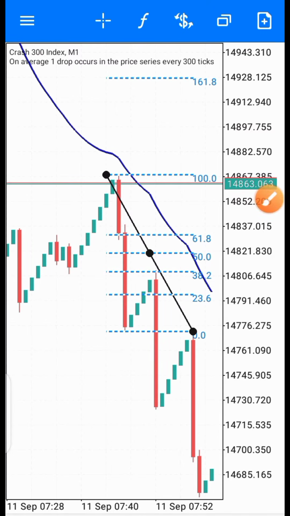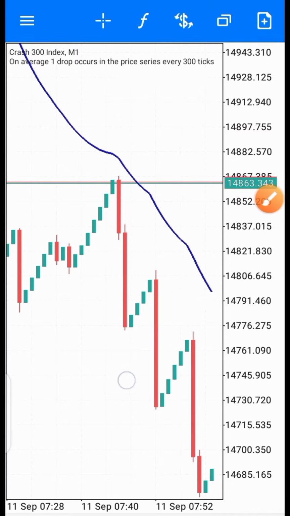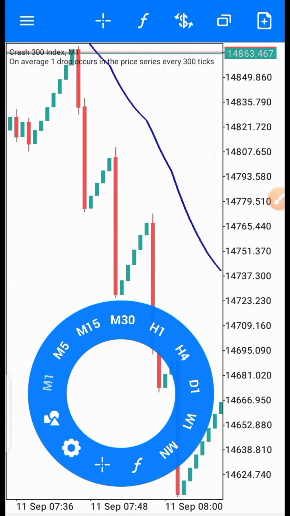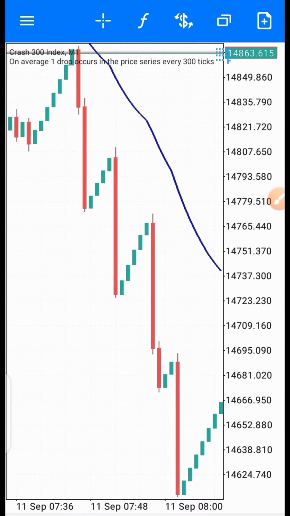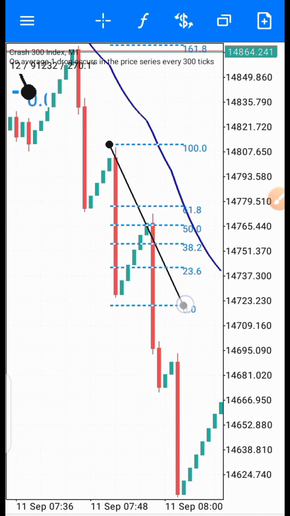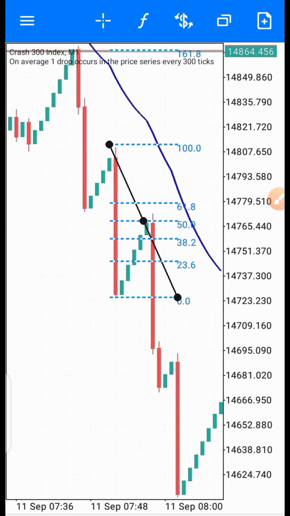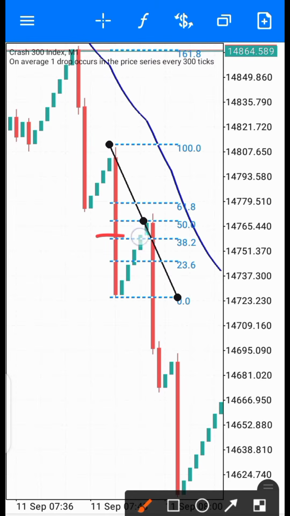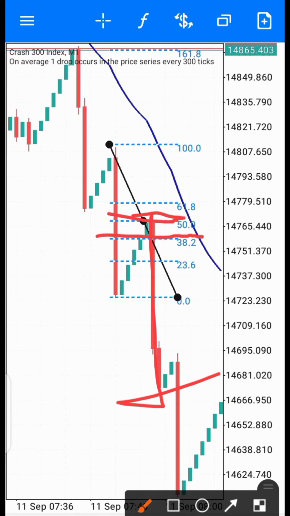So let's see the next one. Let's see the level of the retracement. Let's add the Fibonacci. It starts here and the retracement begins here. So assuming you enter for your sell at 38.2, the spike occurring a few pips above the 50, you will have cashed this spike to here and take your profit.